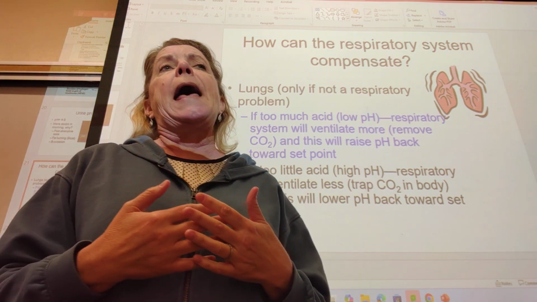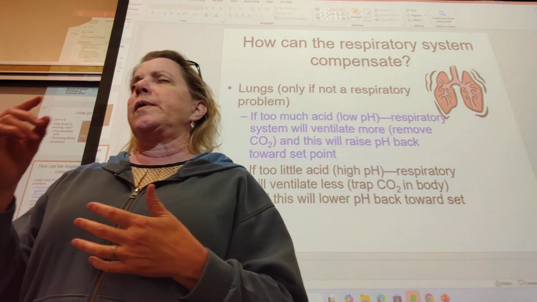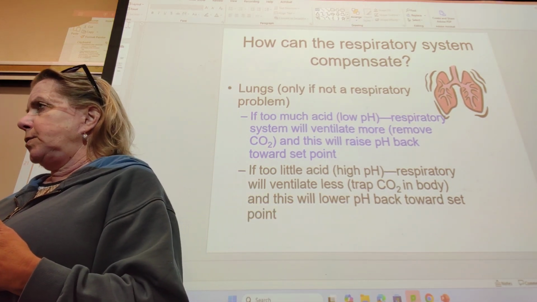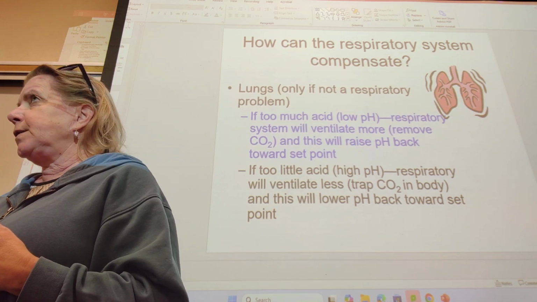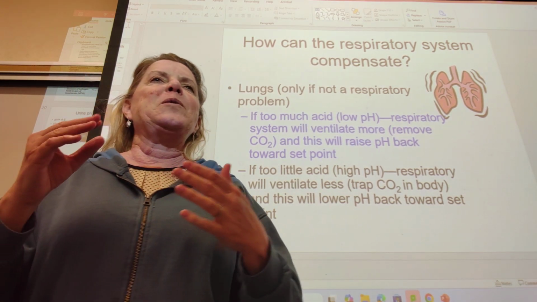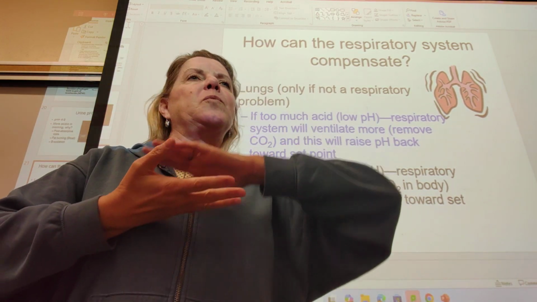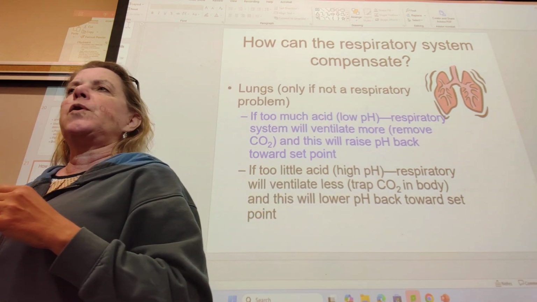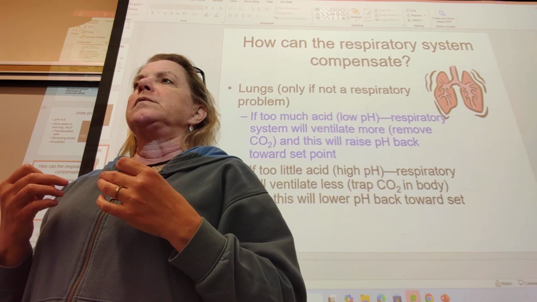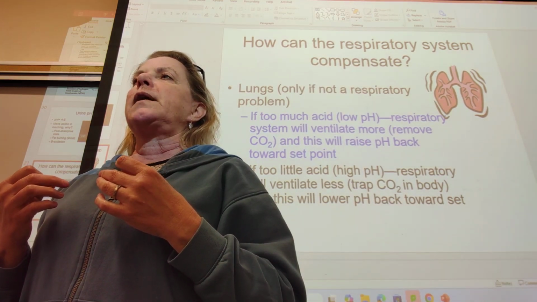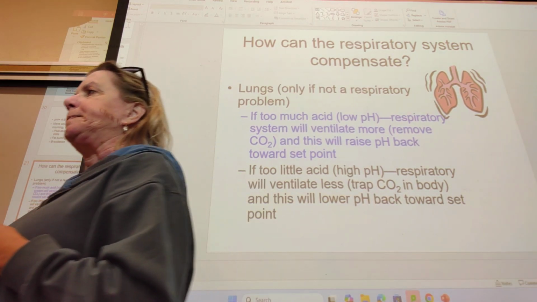If it is a metabolic alkalosis problem, respiratory rate and rhythm will be smaller and less. Rate would be less and volume would also be less. So you would look like this. Not as many breaths, kind of holding your breath, trapping the CO2 in your bloodstream.